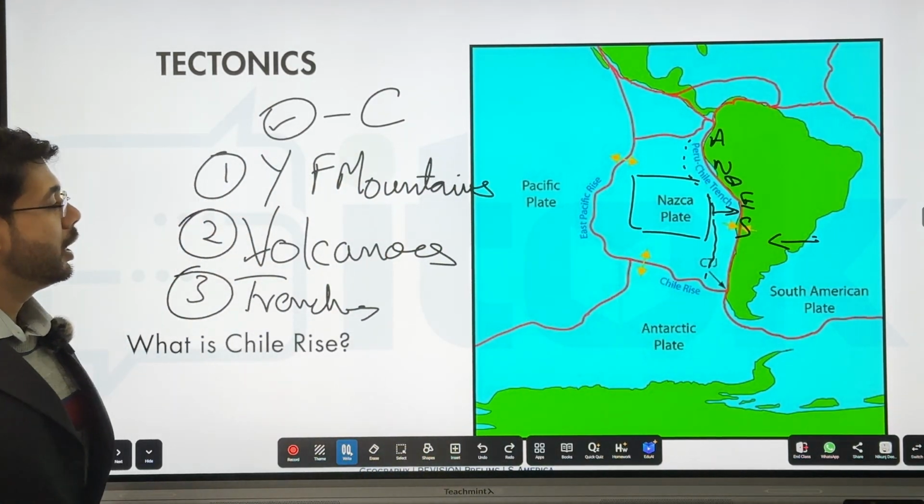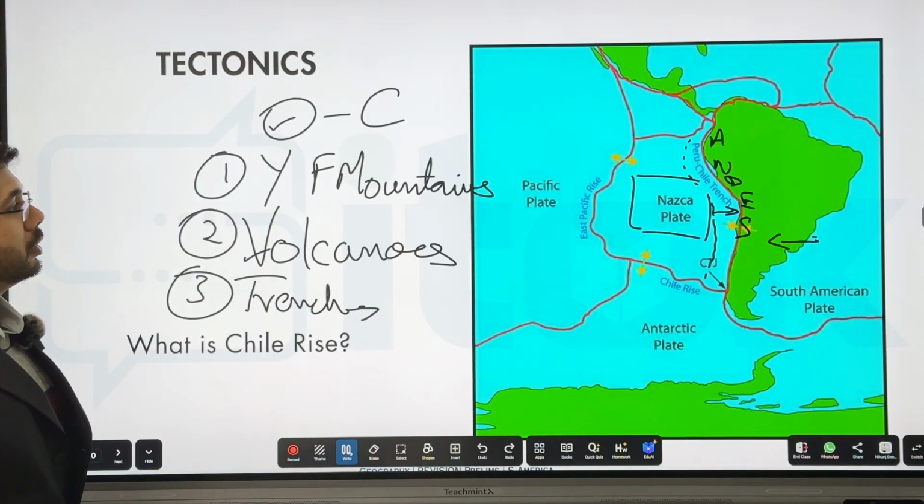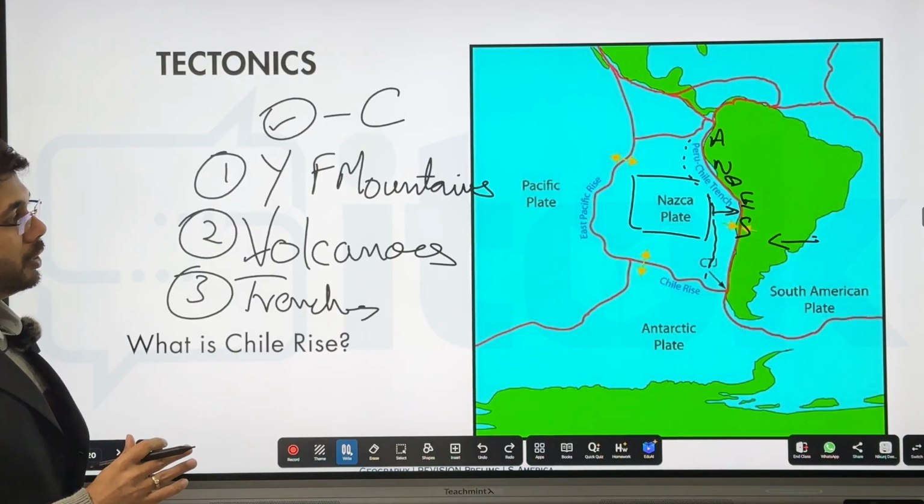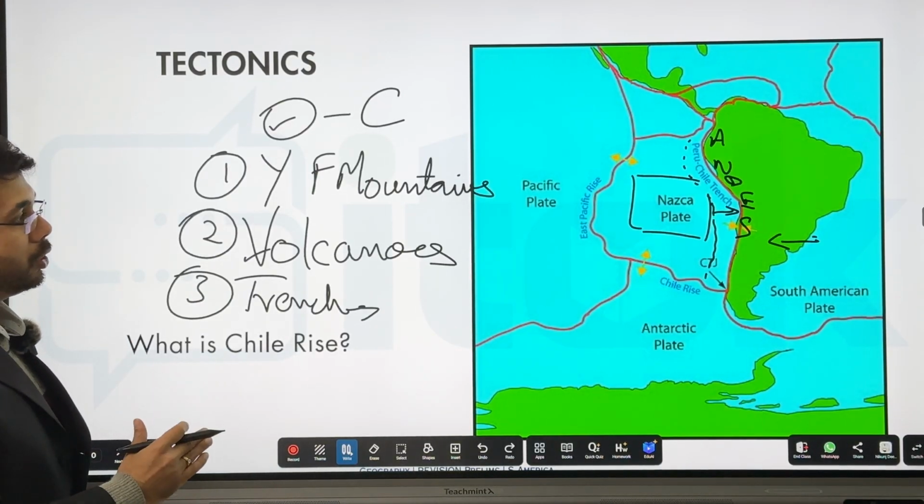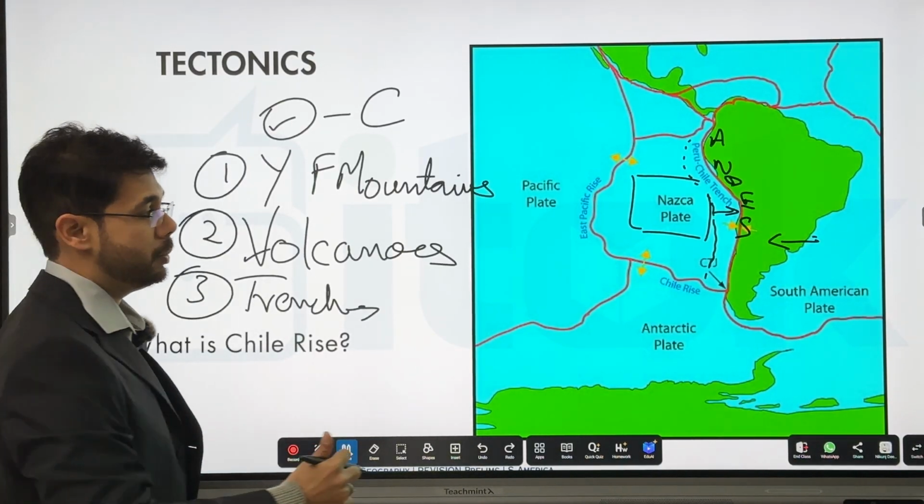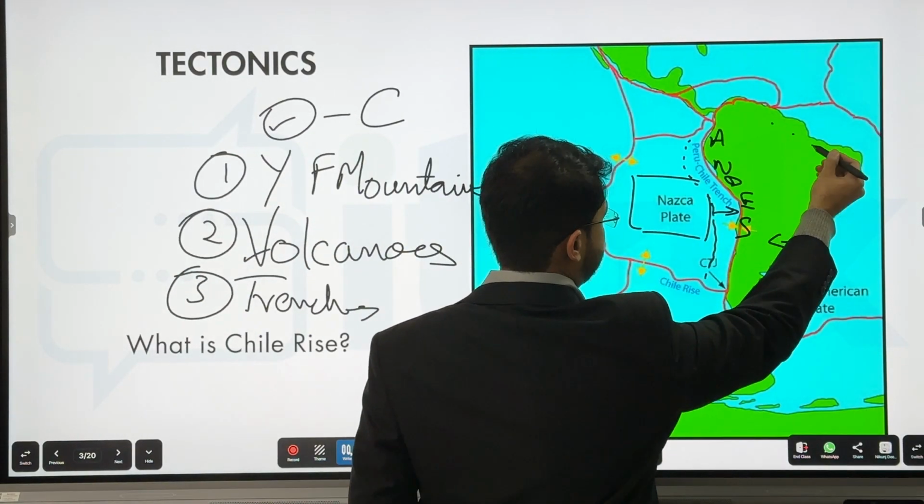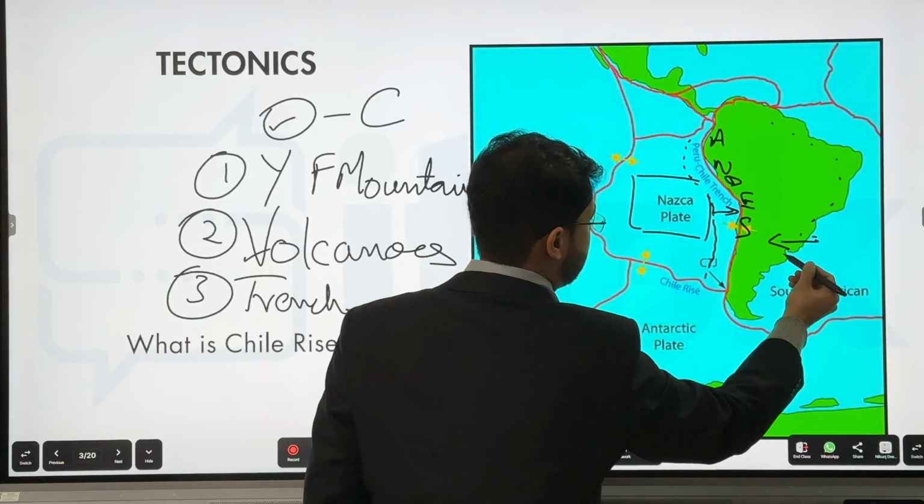Trenches are not mentioned in this map, but there is a huge amount of trenches present right on the bottom. You can look it up. And that's how the Andes have formed. Now, a new mountain range has been formed in the western part of South America. Western part of South America is the Andes. That means all of these regions had been formed somewhere in the past.